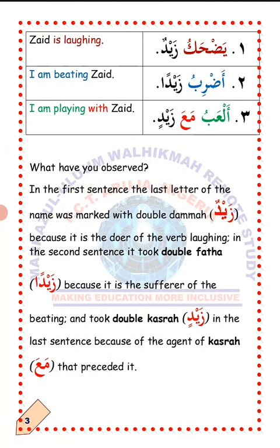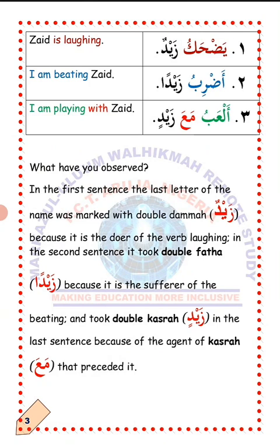Number three, al'abu ma'a Zaidin. Al'ab, I am playing. Ma'a Zaid, with Zaid. Who is the one playing? I am the one. So I am the doer of the action, being represented by a pronoun hidden inside the verb al'ab, which has been indicated by the hamza at the beginning of the verb. Al'ab, I am playing. Ma'a Zaid, with Zaid.